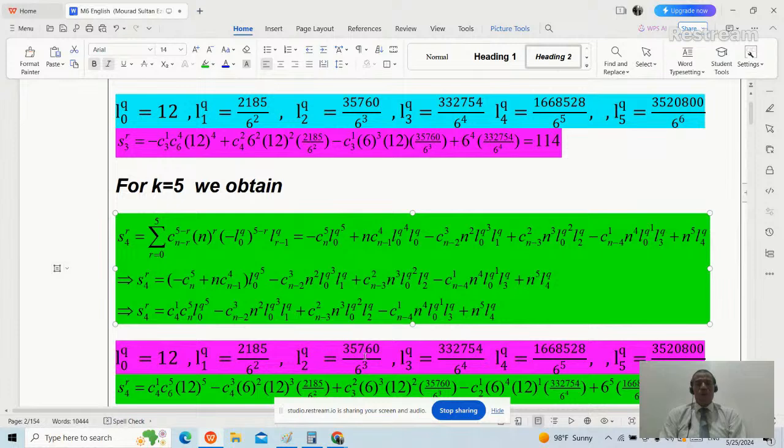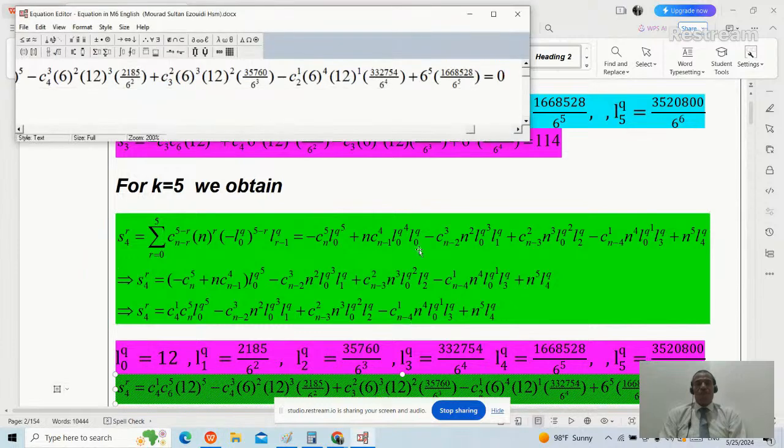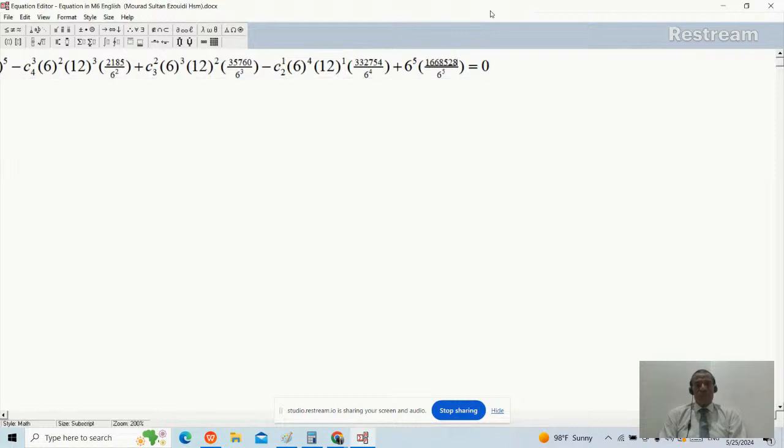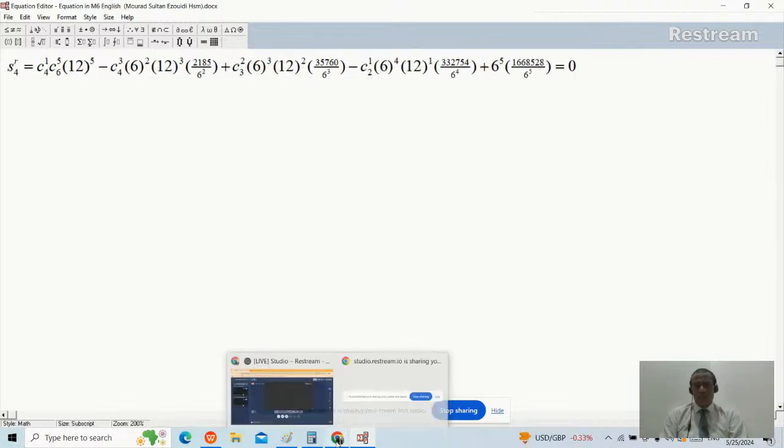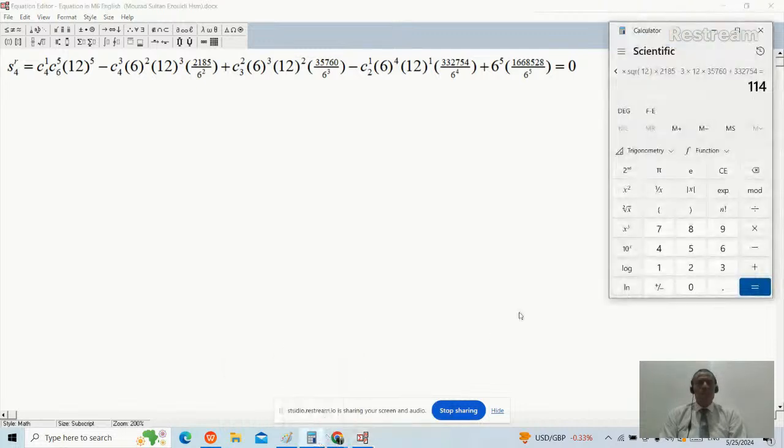I will use the coefficient of the polynomial to the power 6 to figure out the value of S4. So let's see the value of S4, learners. I will try to make it bigger for you. This is S4. Now I will erase this one and start from this, so it will be clear for you.